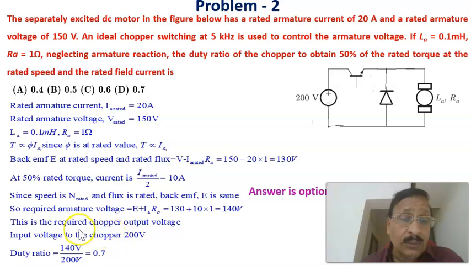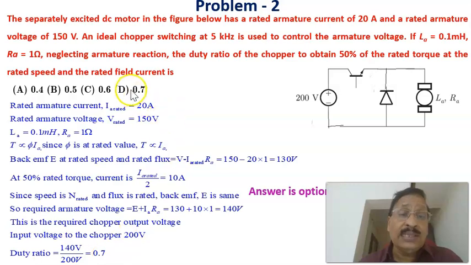The input voltage to the chopper is not 150 volts; it is 200 volts. The rated voltage of the motor is 150, but the input voltage to the chopper is 200 volts. The output voltage across the armature that we calculated is 140 volts. The duty ratio is the output voltage divided by the input voltage, so 140 divided by 200 gives 0.7, or 70%.